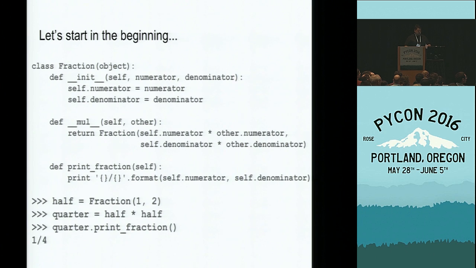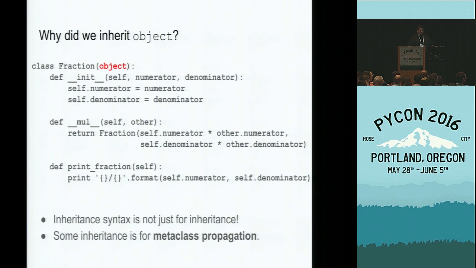The first thing you'll notice, we inherited from object, which is this thing that you're always supposed to do in Python 2, and really doesn't add much. There are no methods of object that you want access to. The reason that we inherit object isn't actually to do with subclassing at all. It's to do with metaclass propagation.